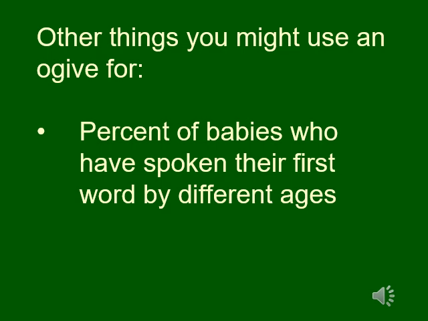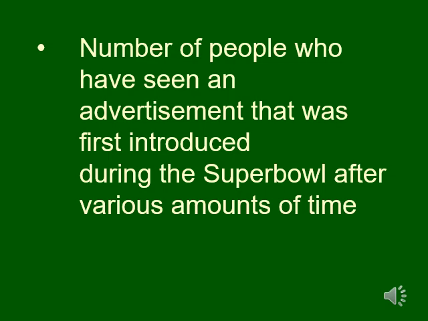A couple of other examples of things you might use an ogive for. I have the percentage of babies who have spoken their first word at different ages. Some people speak not long after they're born. Some of them can wait until they're even about 2 years old before speaking, but once a kid's spoken, they never shut up. Or you could think about when new ads are introduced in the Super Bowl, some people see them during the game itself. Some people might see it the next day when it's on the news and everybody's talking about the cool ads. Sooner or later, some of those ads go into regular rotation of advertising, and more people will see them over time.